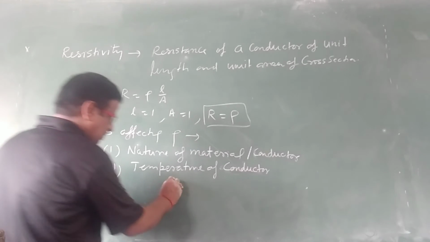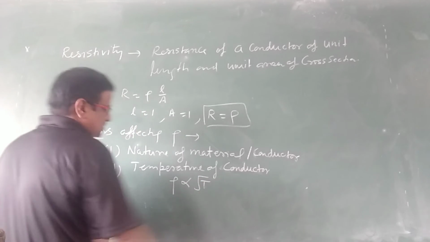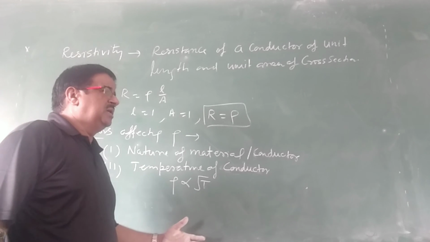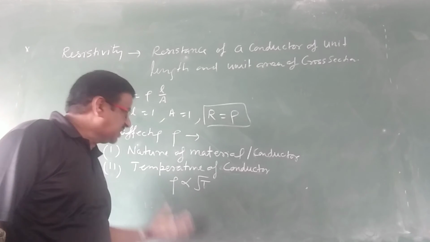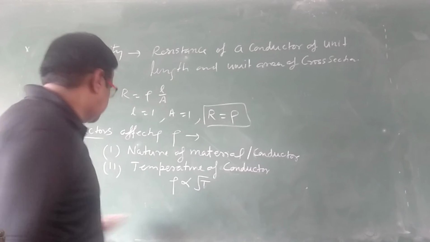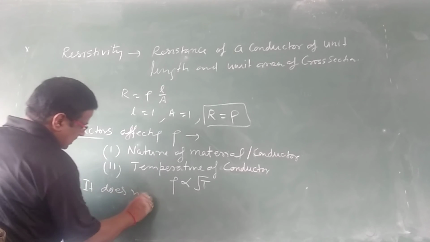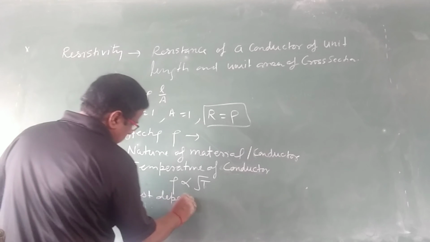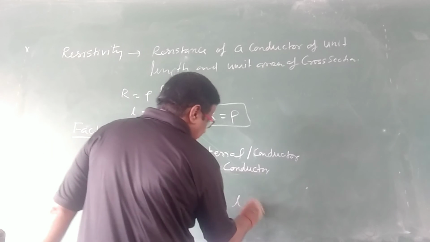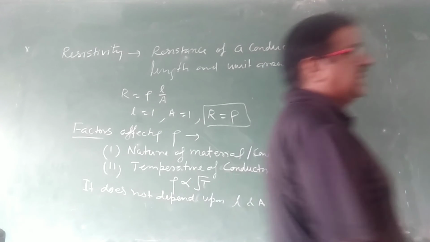Resistivity rho also changes with temperature. It is different for different materials. Conductors, insulators and semiconductors are there. So it will also change; it depends on temperature. It does not depend upon length and area of cross section of the conductor. Mind it, it never depends.